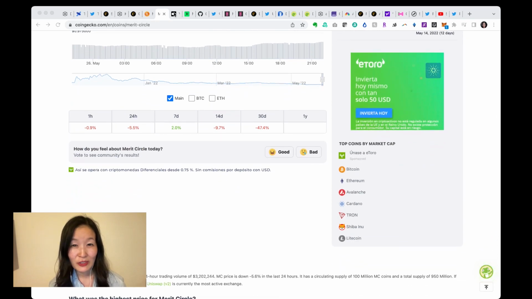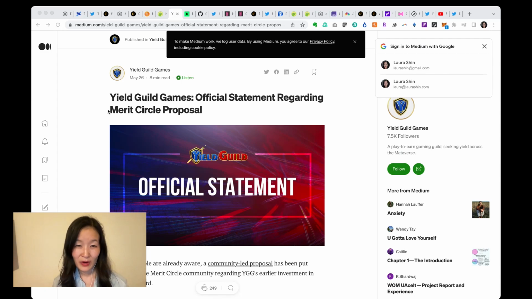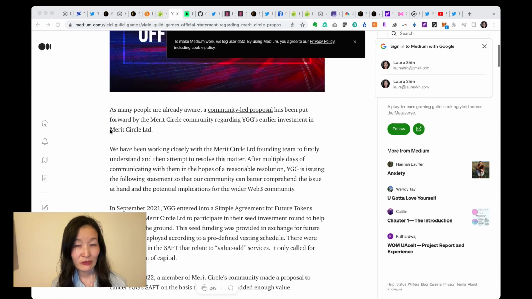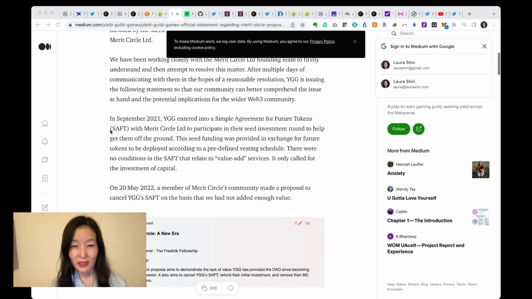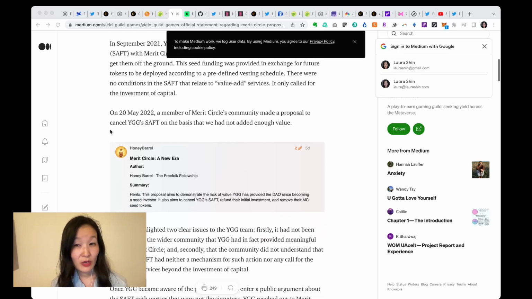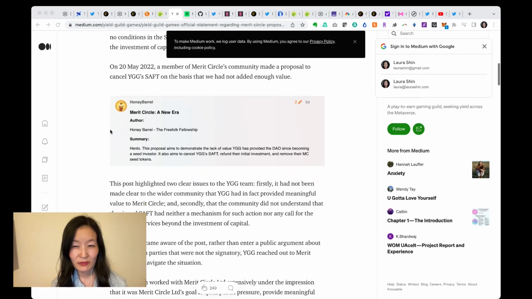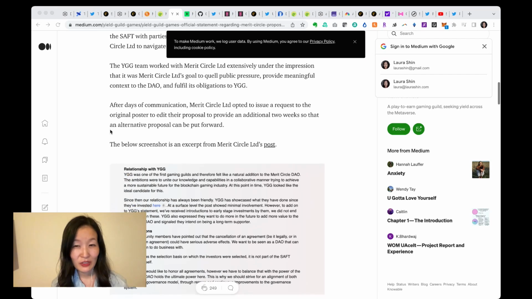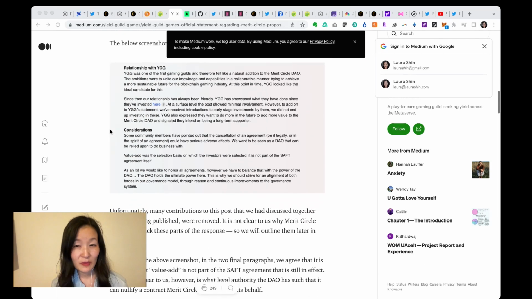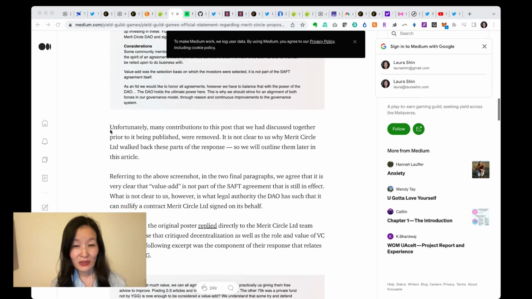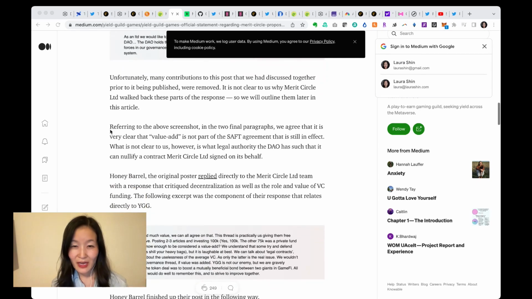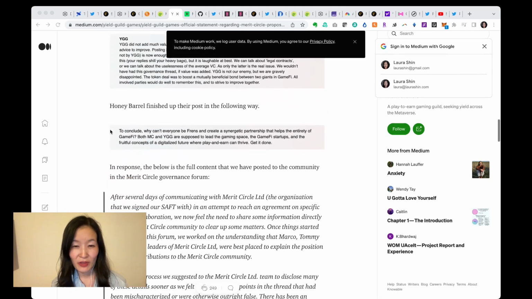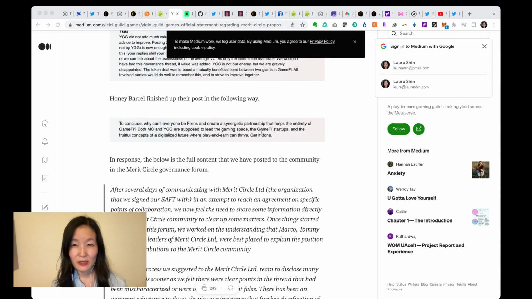After the accusations, YGG posted an official statement in response to Merit Circle's proposal, explaining that, in September 2021, YGG entered into a simple agreement for future tokens, or SAFT, with Merit Circle LTD to participate in their seed investment round. "There were no conditions in the SAFT that relate to value-add services. It only called for the investment of capital," YGG said. YGG also pointed to many of the contributions they've made to Merit Circle, including introductions to multiple funds and angels during the seed round, support during negotiations, help obtaining media coverage, as well as governance and support to the Merit Circle operations team. "We have always looked to be collaborative, not combative, with our partners. This is the basis of strong partnerships," YGG said.